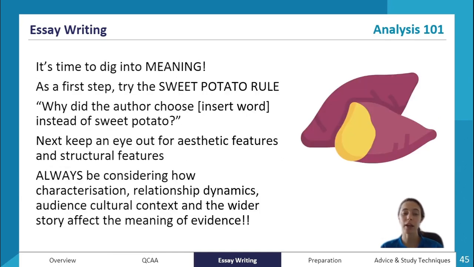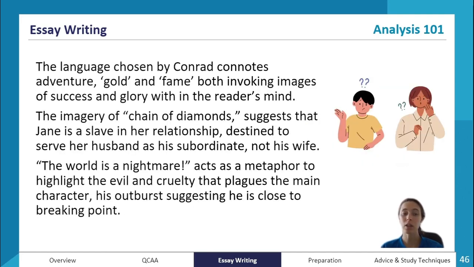Again, if we go back to our previous point, this is looking at relationship dynamics. For example, that second one between husband and wife. It's looking at cultural context. It's looking at characterization as well, and those different strategies that are being used to get different meanings across.